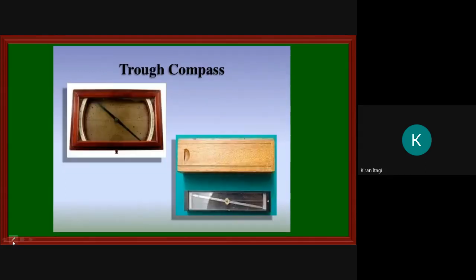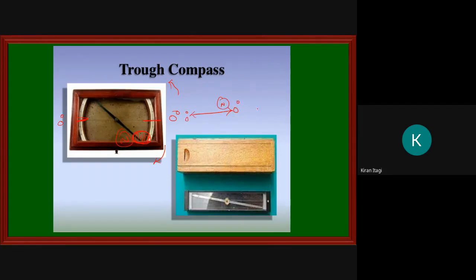So this is a prismatic compass. Here we have 0, and here also it is 0. One side will be red in color. Red color indicates the northern direction. So you should slowly tilt this side or this side, such that the needle will be pointing towards the 0 degree and 0 degree.